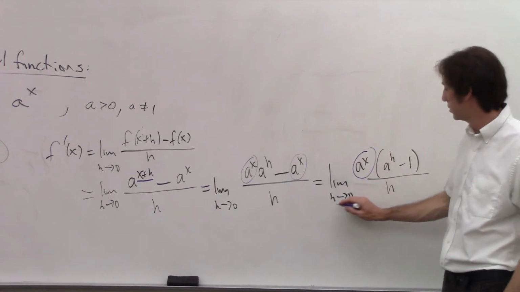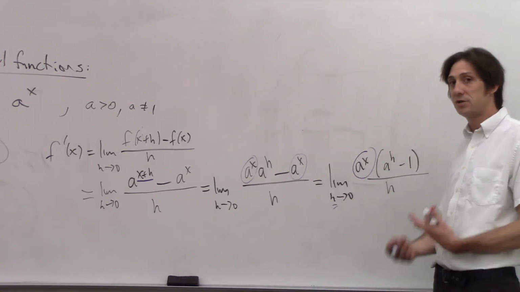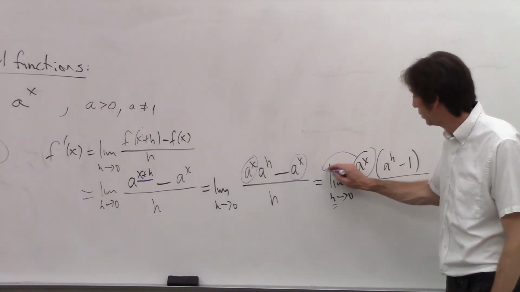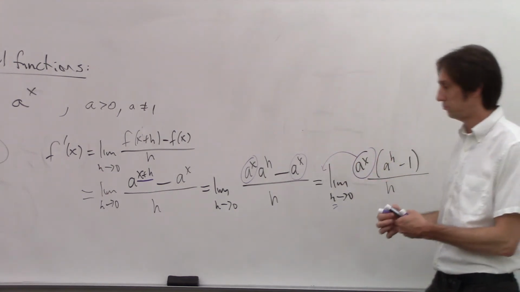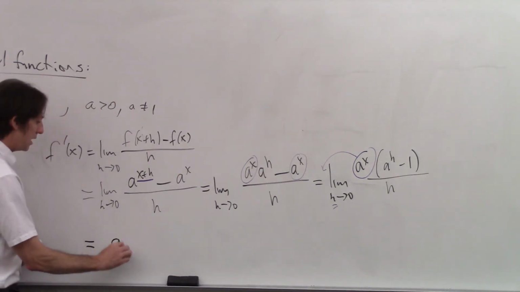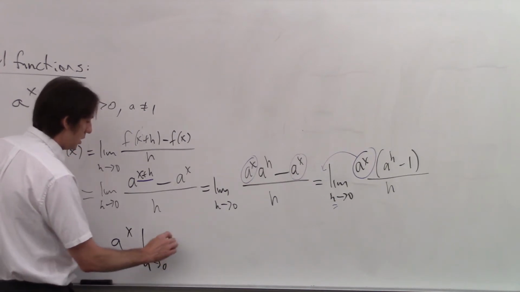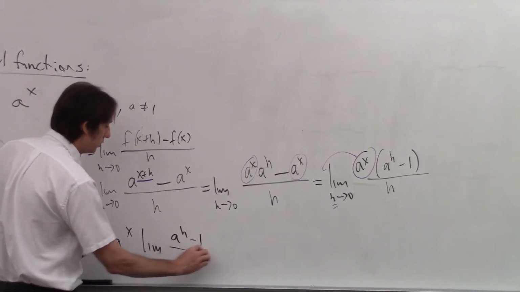A to the x doesn't depend on h. In other words, it is a constant as far as h is concerned, and so it can be factored out of the limit. So what remains here? I get a to the x times the limit as h goes to 0 of a to the h minus 1 over h.